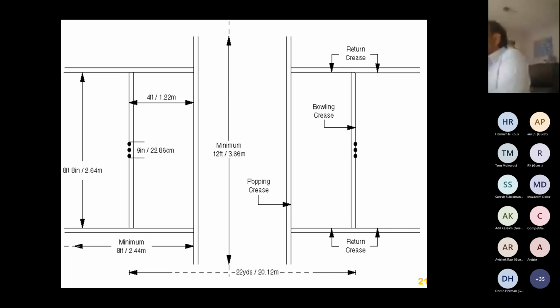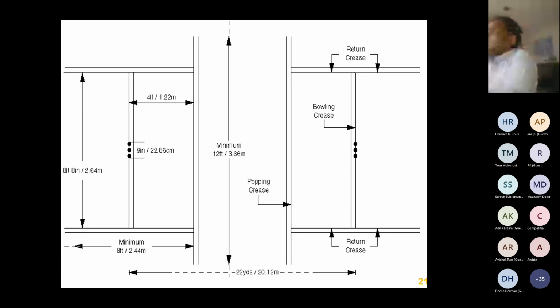So in terms of the popping crease, 3.66 meters minimum. The return crease, and there are 2 return creases, they are 2.44 meters minimum.